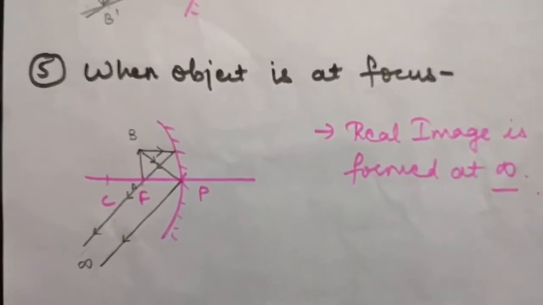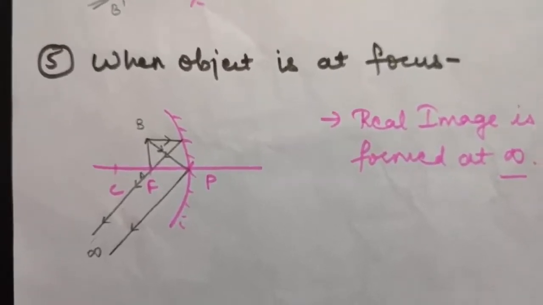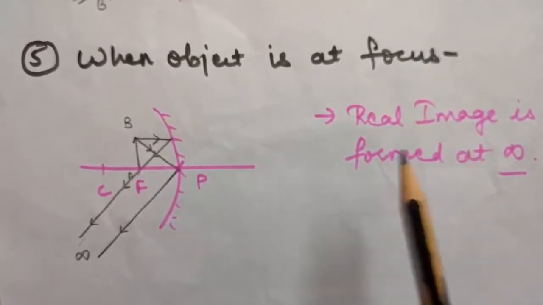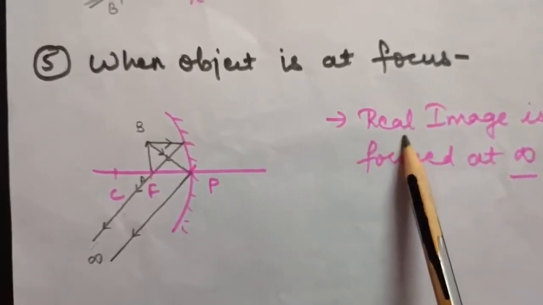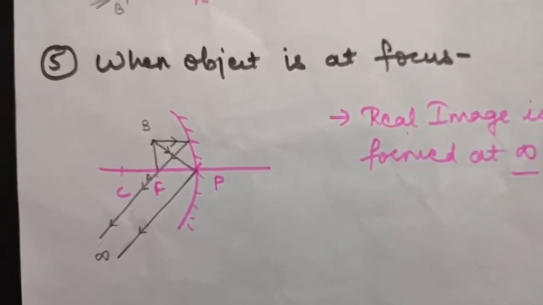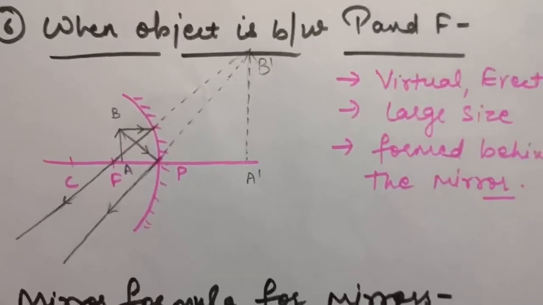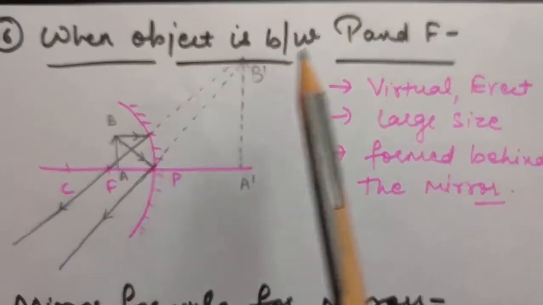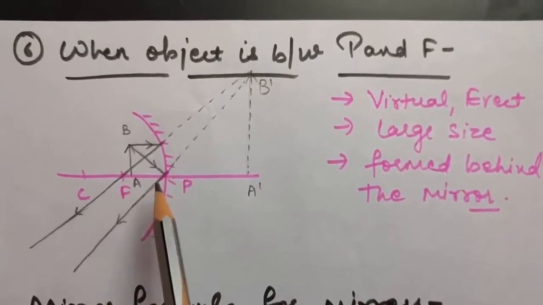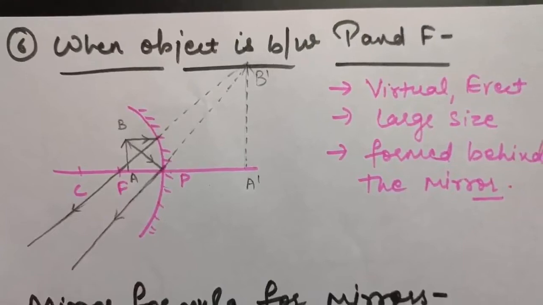Okay. So these were the 5 cases for the image formation for a concave mirror, and in all the 5 cases you have seen that image formed was real image. Now let us discuss one case for the concave mirror when image formed will be virtual image. So this is that case when object is between P and F, that is when object is lying very close to the concave mirror. In that case a virtual image is formed. So let us see how.